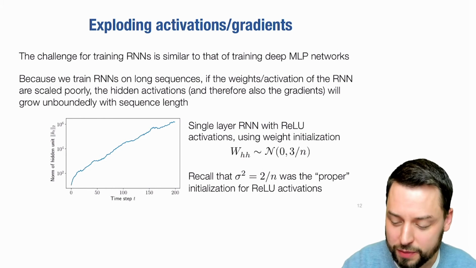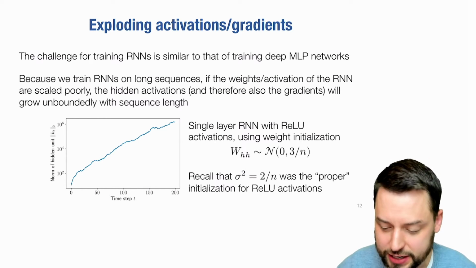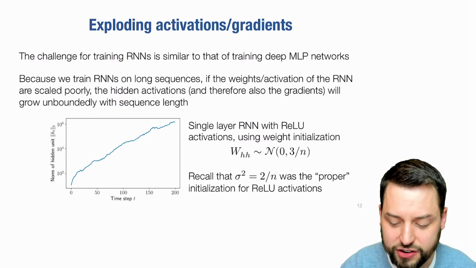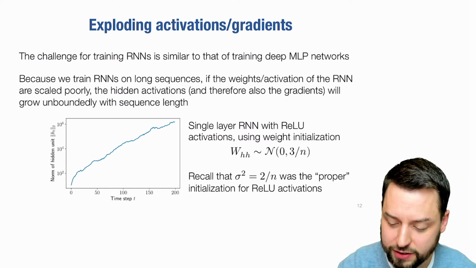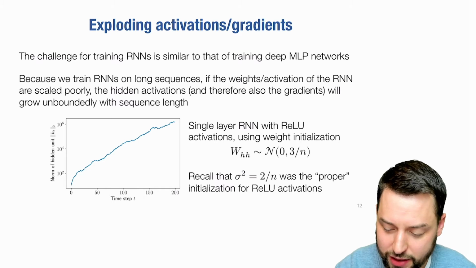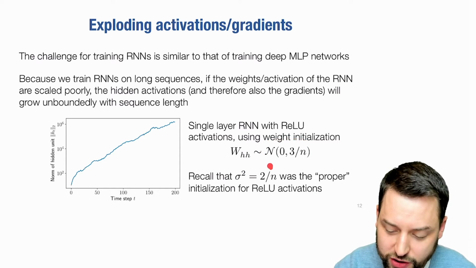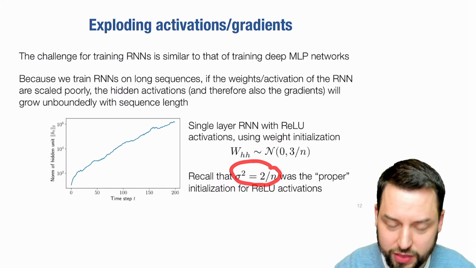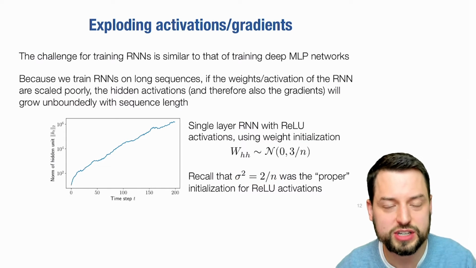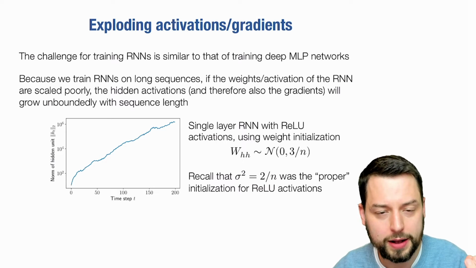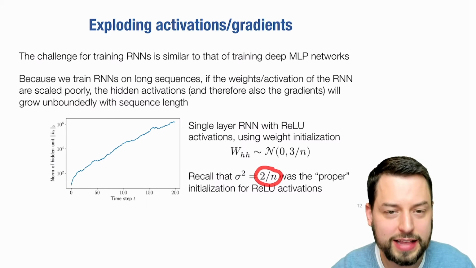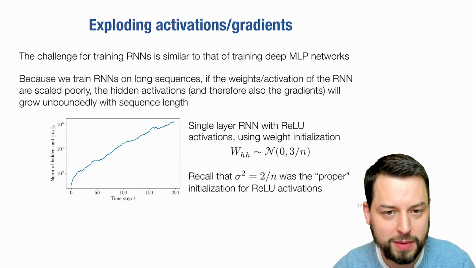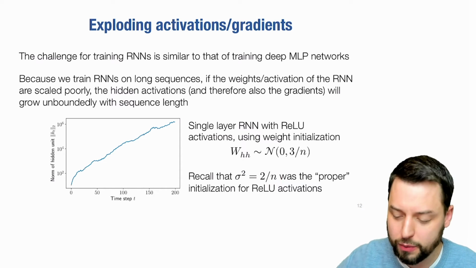But if you remember, we looked at different initializations of these networks, and we saw that the activations inside our network would change depending on these things. If we initialize our network with normal Gaussian values with variance 2 over n, that was the sweet spot for a ReLU to maintain variance throughout the network.